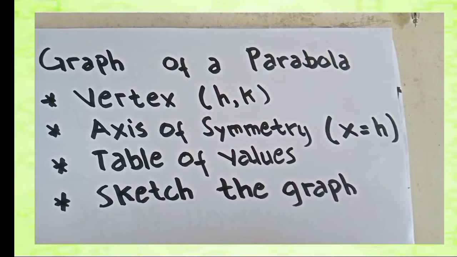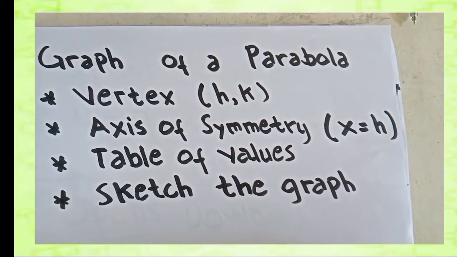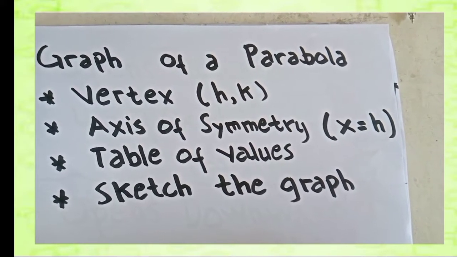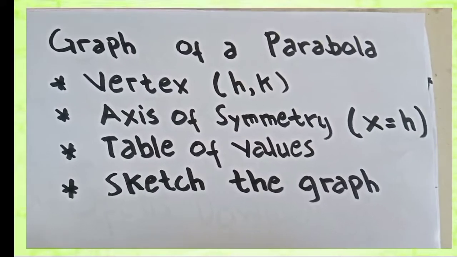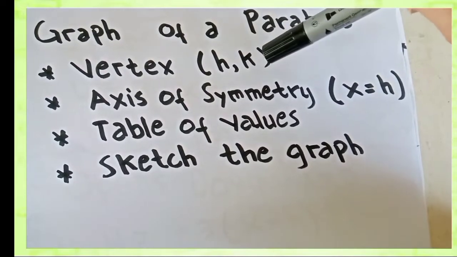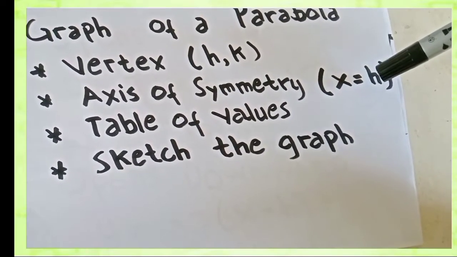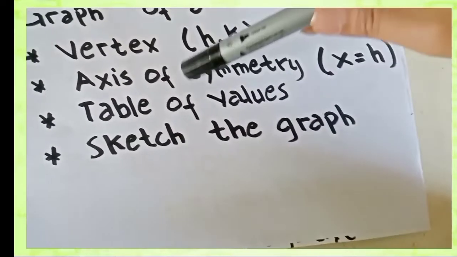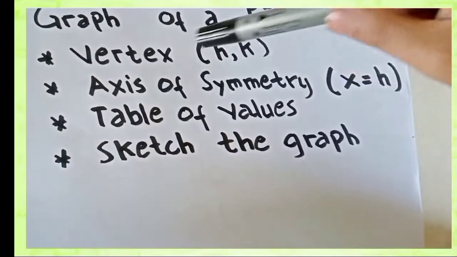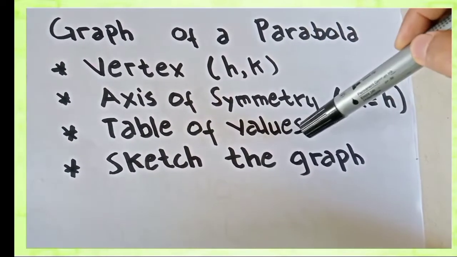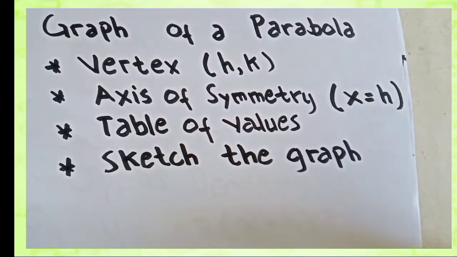To graph a parabola mga ka-fighter, choose some values of x that allow an easy calculation of the values of y. Then plot the points in the rectangular coordinate system. To graph a parabola, we need to find the vertex, which is h and k. Axis of symmetry, it can be written as x equals h. Then table of values, sketch the graph. So after getting the vertex, axis of symmetry, table of values, then we can now sketch the graph. Are you now ready mga ka-fighter?